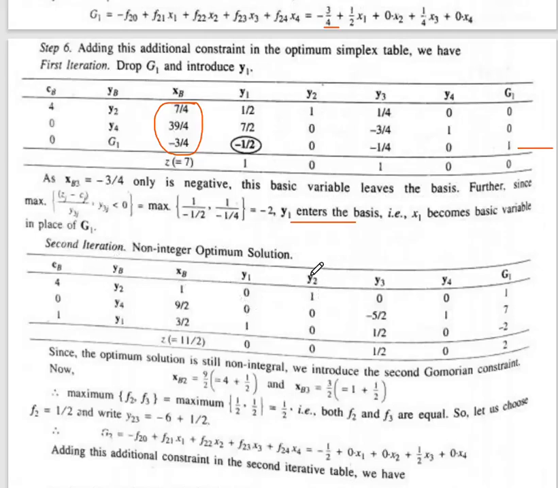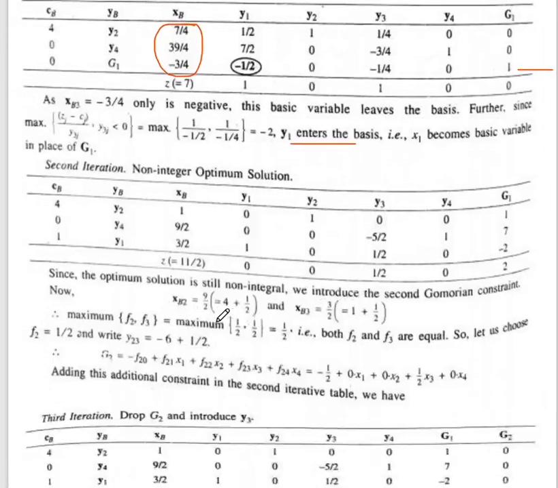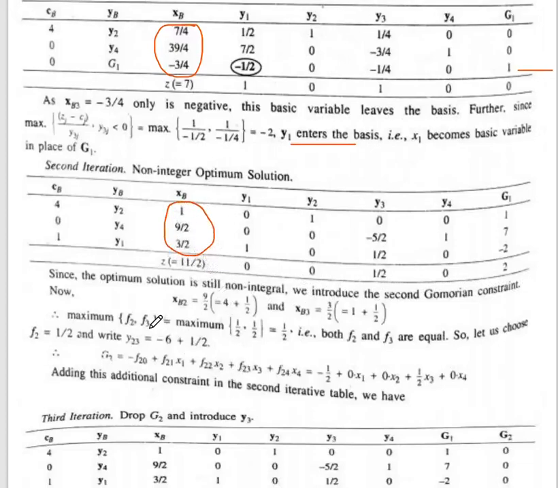you will get this table. Again you will find the Zj minus Cj here: 0, 0, 1 by 2, 0, 2. But the xb column will not give integer values, it gives non-integer values. Here 9 by 2 and 3 by 2 are both non-integer values. So again we will introduce a Gomorian slack variable.